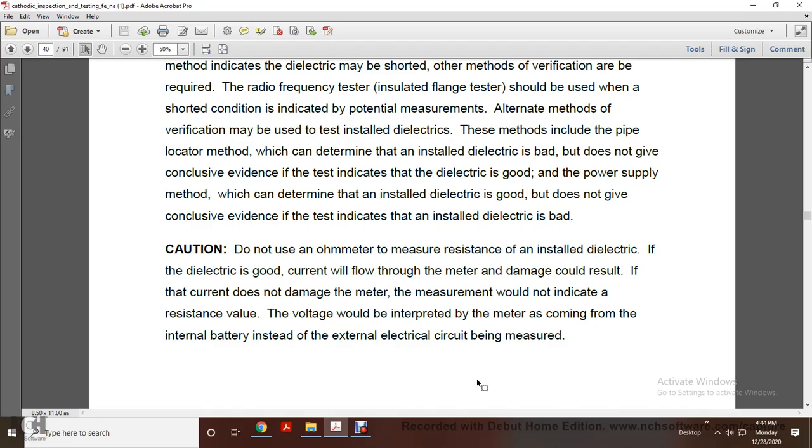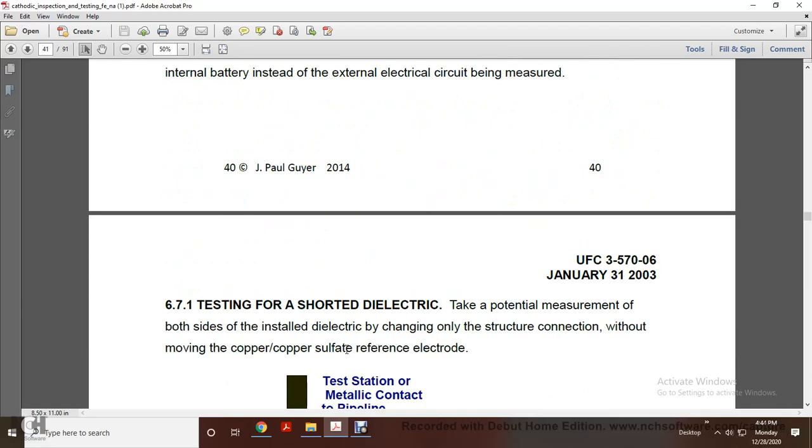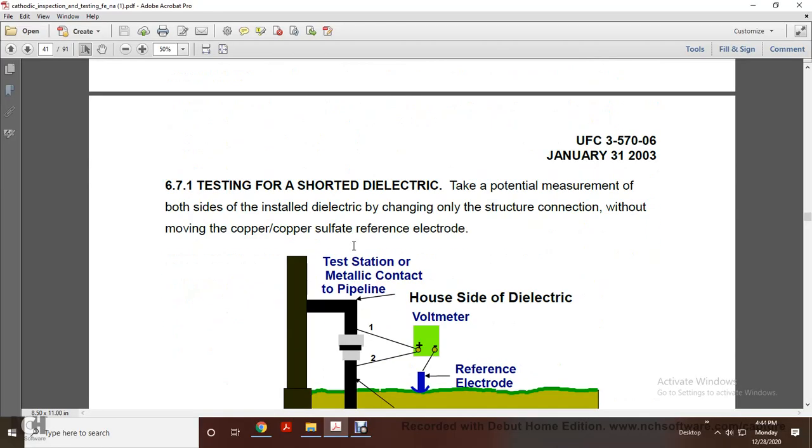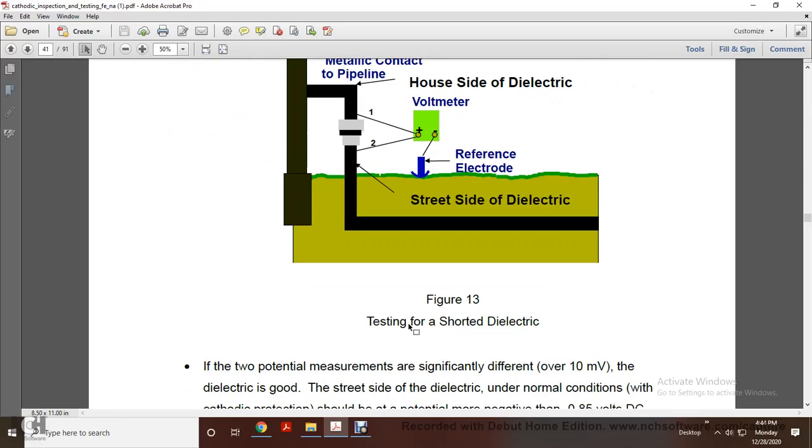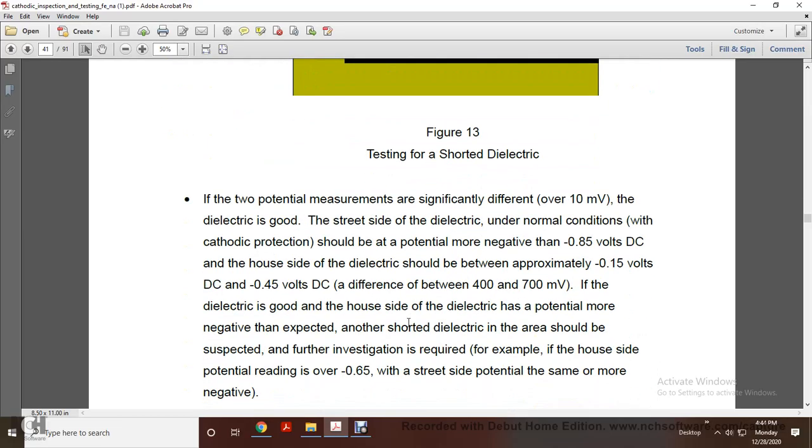The voltmeter would interpret the measurement as coming from the internal battery installed with the external electrical circuit being measured. 6-7. Testing for a shorted dielectric: measure the potential on both sides of the installed dielectric with a moving copper sulfate reference electrode. Test station metallic contact to the pipeline, house side of the dielectric, positive 1, 2. Negative reference electrode, street side of the dielectric. Figure 13 shows testing a shorted dielectric.